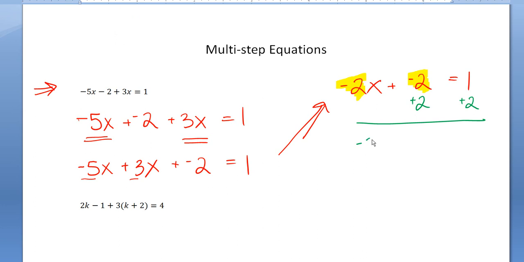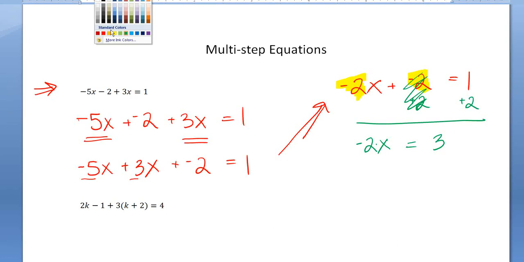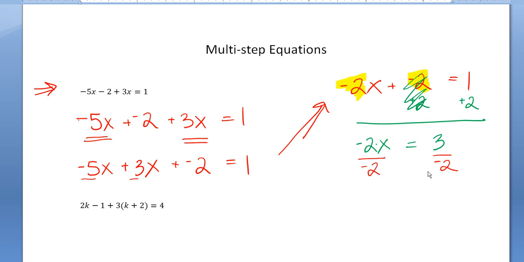Rewrite my problem, negative 2x, this made 0, equals a positive 3. Now I can get to the x right here. This x and this negative 2 are hooked by multiplication. I can undo multiplication with division. I can get rid of a multiply by negative 2 by dividing by negative 2 on both sides. That makes 1, and I'm left with just plain x equals negative 3 halves.